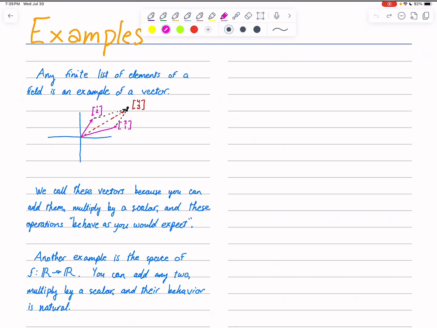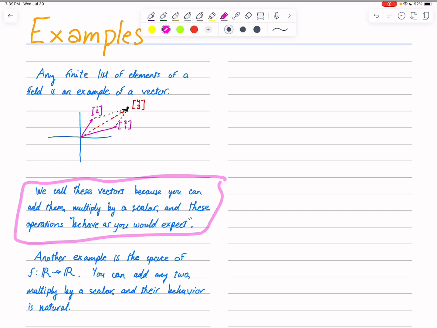It is possible to take 2 vectors and add them together. That makes sense in a vector space. Also, if you take a scalar, something out of the field, and you multiply by the vector, that makes sense also. So those are important, defining features of a vector space.